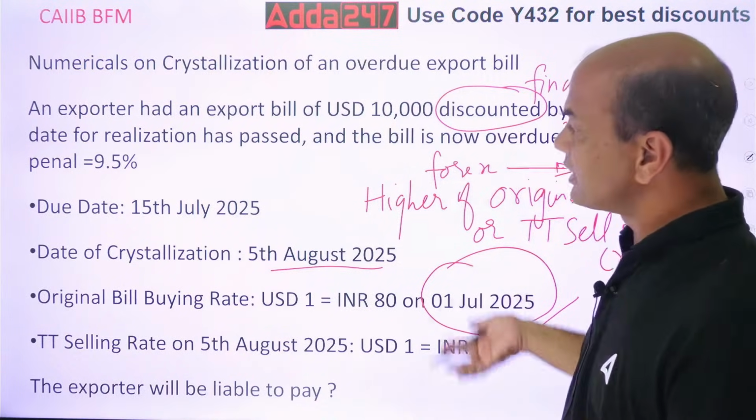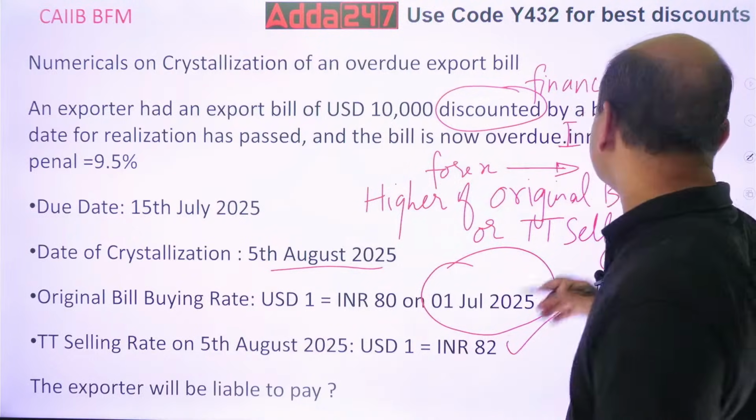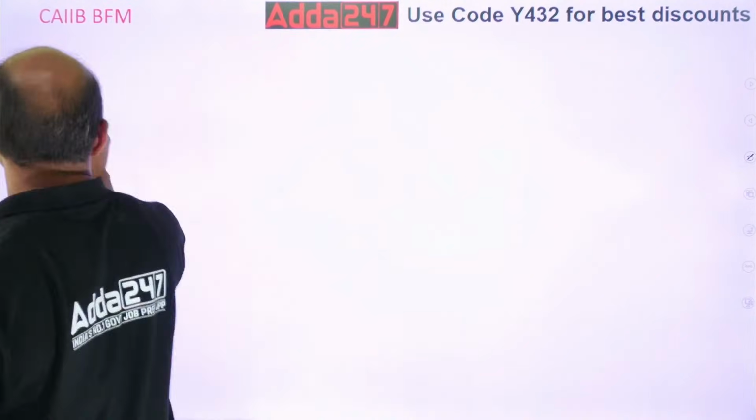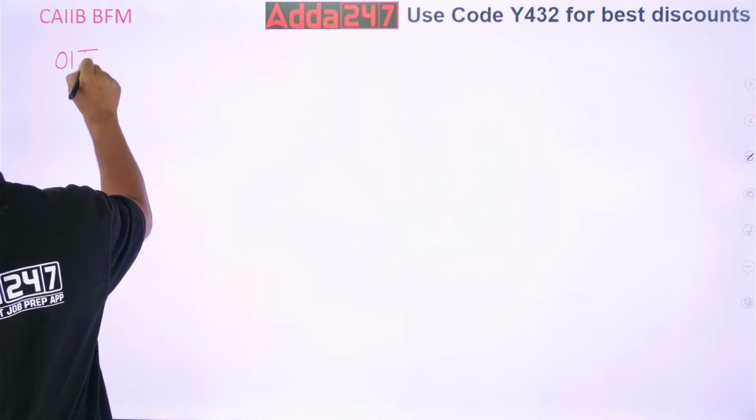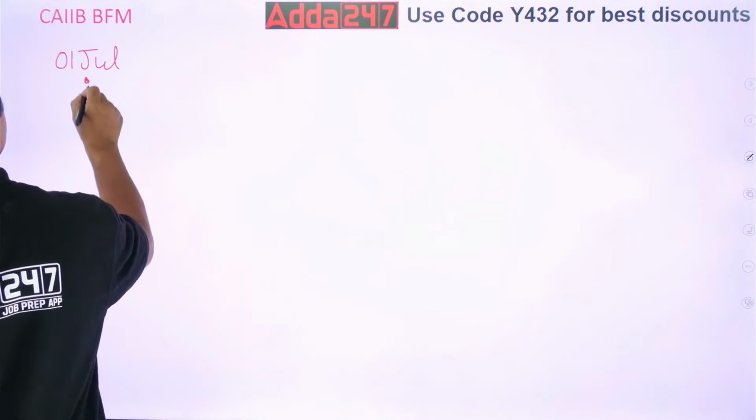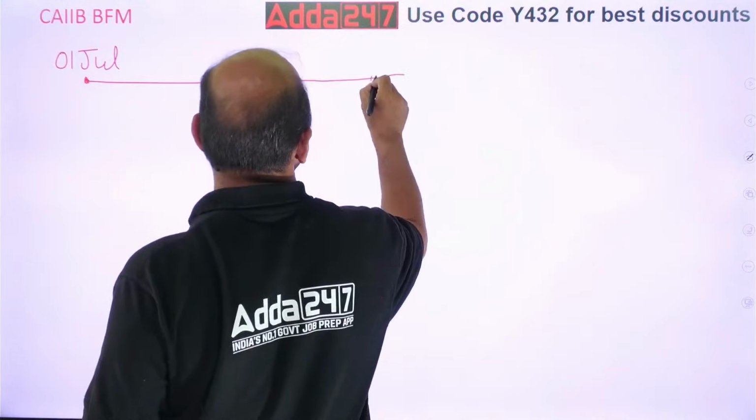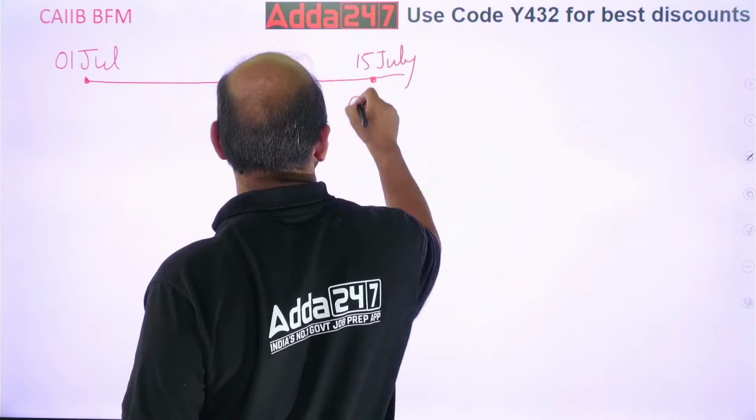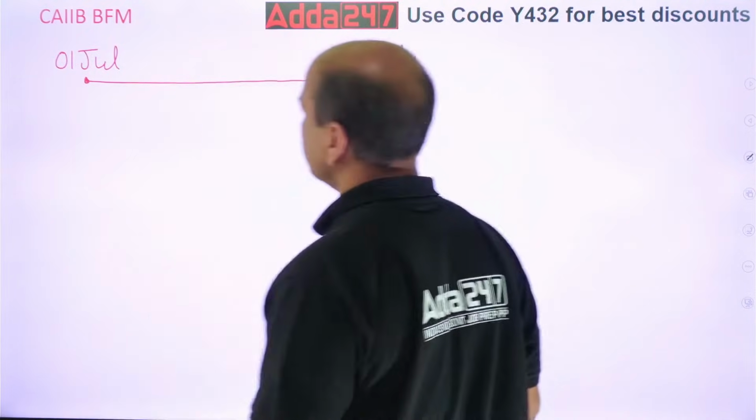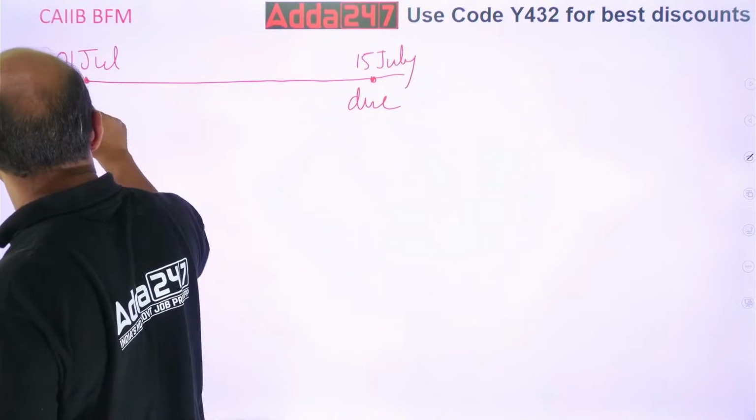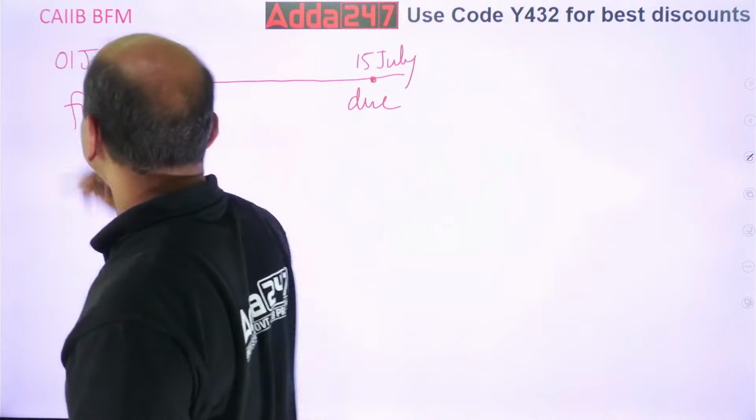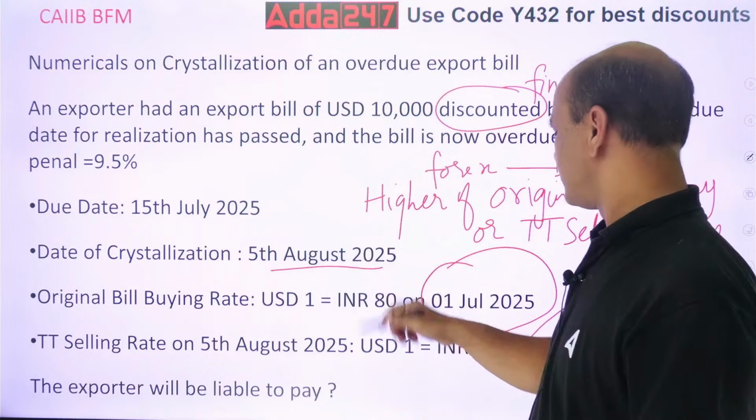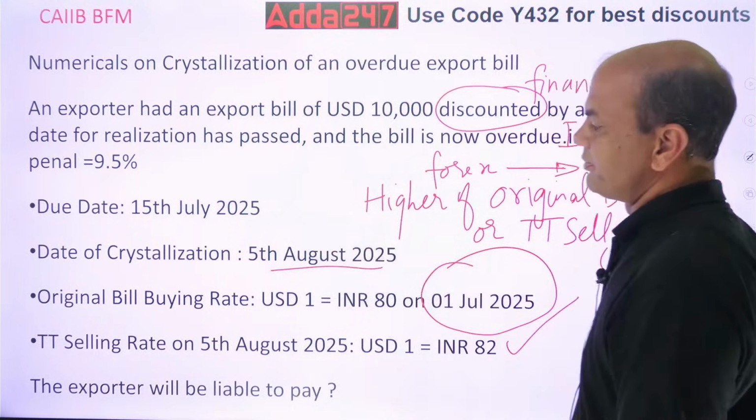Now, what is to be done? The rate is done. What about the days? See, the bill was purchased on 1st July, which means the bank financed it on 1st July. When was the due date? 15th July. Finance was done on 1st July. 15th July was the due date, isn't it? Yes, the due date was 15th July.